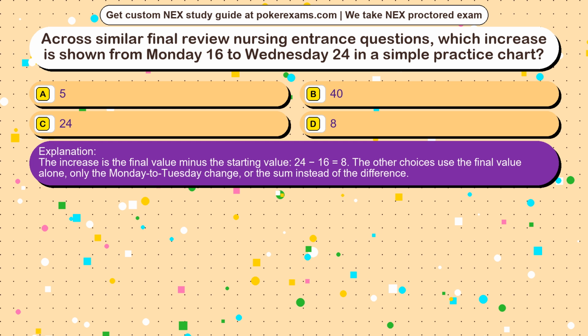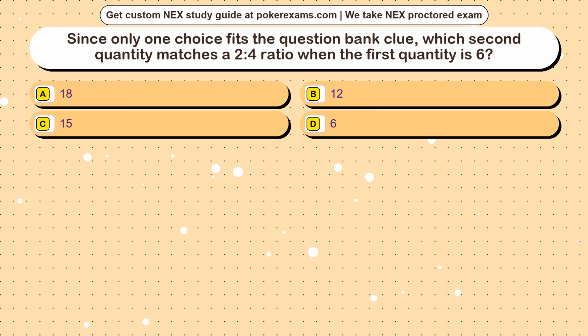Question 21. Since only one choice fits the question bank clue, which second quantity matches a 2:4 ratio when the first quantity is 6? Option A, 18. Option B, 12. Option C, 15. Option D, 6.